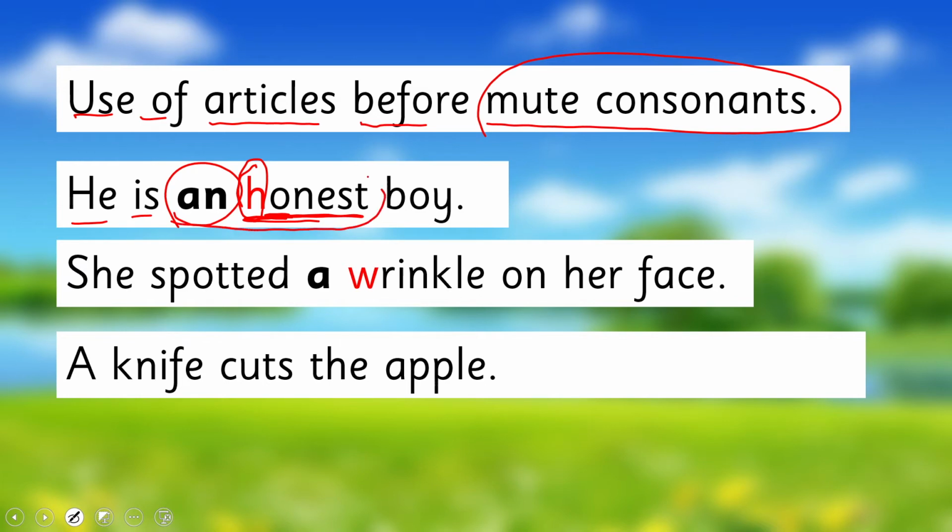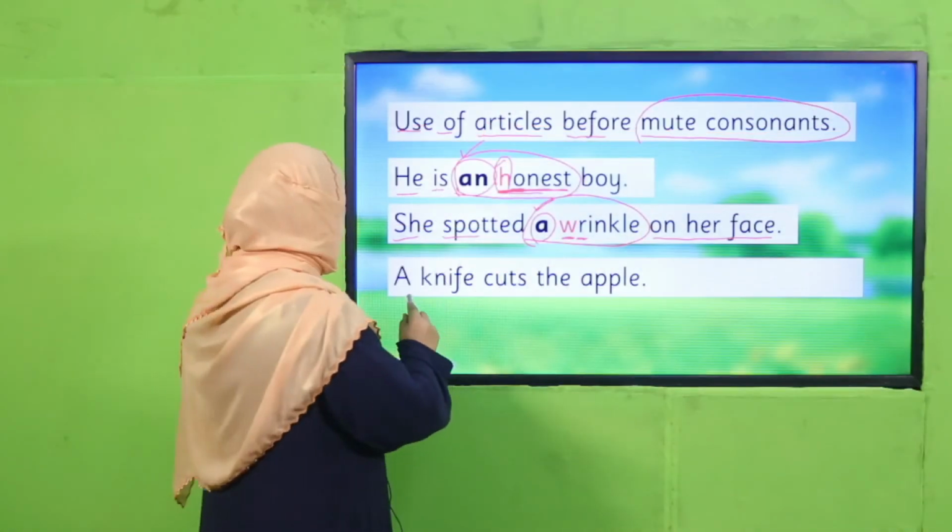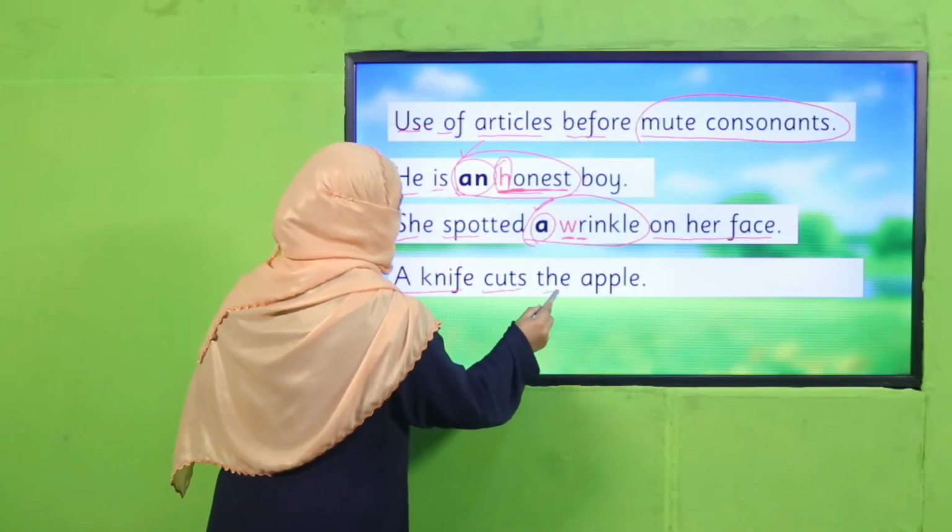He is an honest boy, right? And here the situation is the same. The first letter is a consonant and it's mute, but the next sound is not a vowel sound, it's a consonant sound, so we'll use "a". She spotted a wrinkle on her face, right? Now you understand why it's "an" here and why it's "a" here. So this is the point we are going to practice in detail today. And a knife cuts the apple.